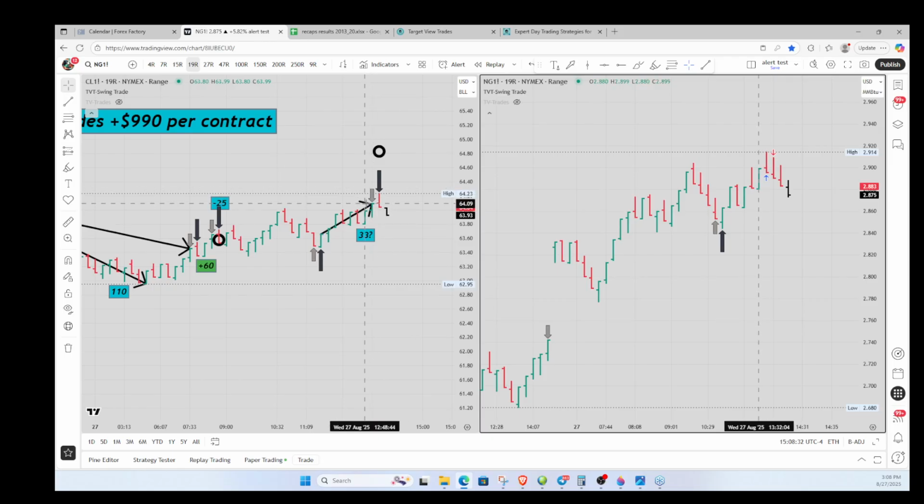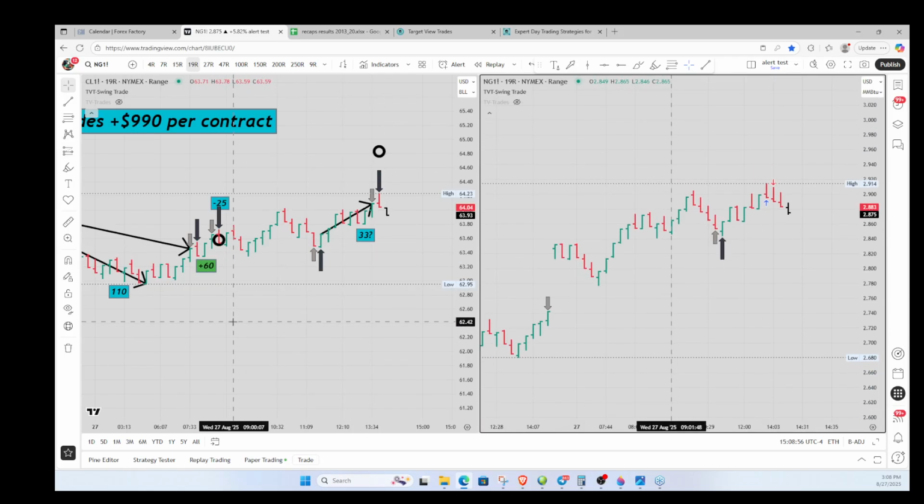But there will be times where these gray arrows will be your actual entry point. It will be before the black arrow. The gray arrow will be your actual entry point, so you'd be entering at the open of the bar, the black arrow, instead of the close of the bar at the back. But I'm still working that out. Still working it out. But it looks really good.